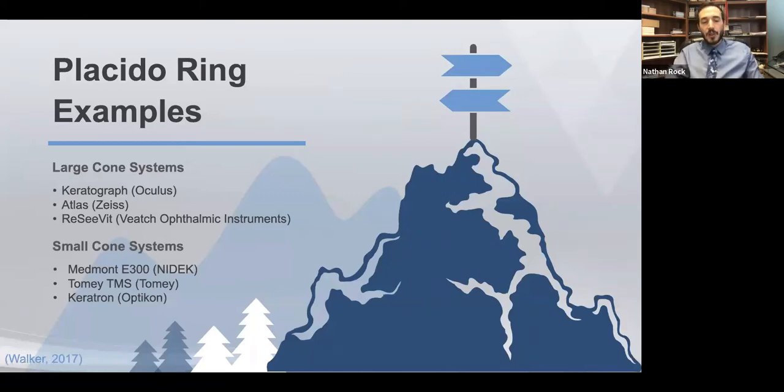The large cone are easier to obtain because they don't have to get as close to the eye, but because they are further away and larger, they're more prone to variability. So the small cone are harder to obtain, but because they can get a lot closer, some people consider them more accurate. So those are those examples.